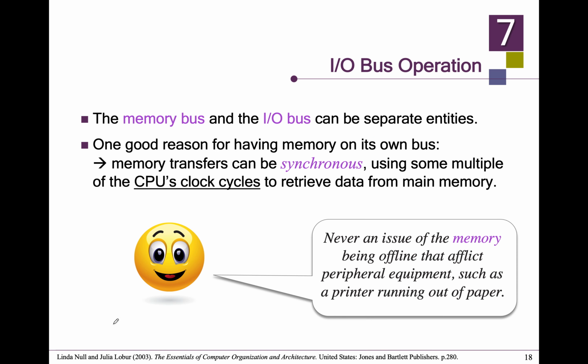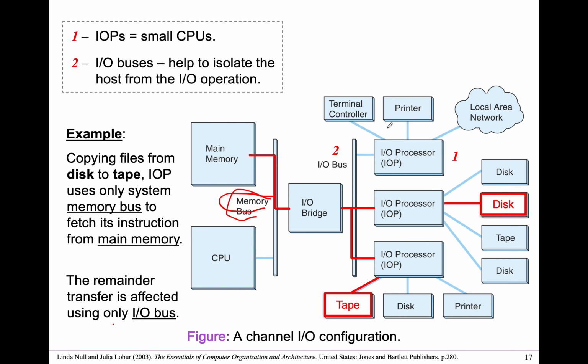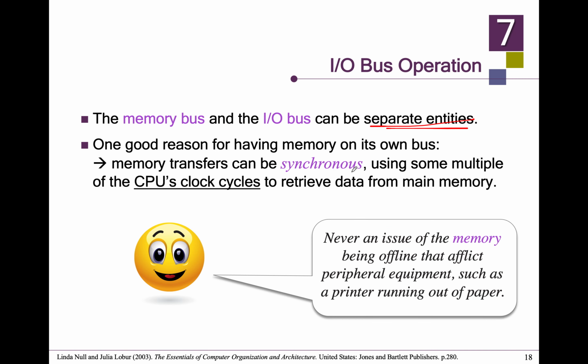So I/O bus operation. What is I/O bus operation? The memory bus and the I/O bus can be separate entities. So you can see over here, this is the memory bus, this is the I/O bus. It can be combined, it can also be separate entities. One good reason for having memory on its own bus.